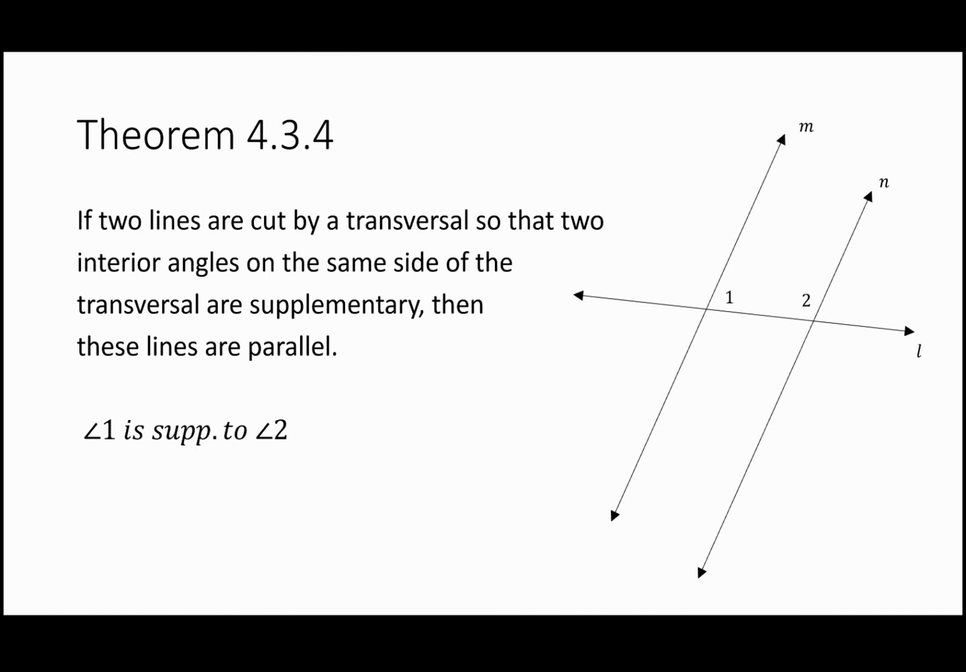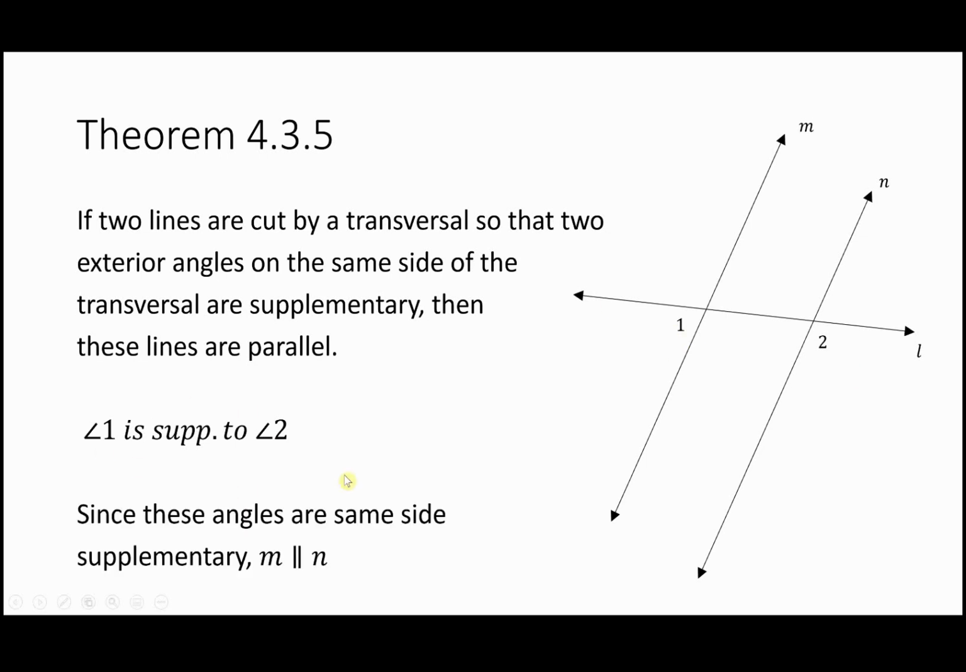And you can also do so with certain specific angles being supplementary to each other. Here are two lines being cut by a transversal such that the same side interior angles are supplementary. If that's the case, then lines M and N must have been parallel in the first place. Okay, cool. Also true for same side exterior angles, as indicated by these angles 1 and 2. If they're supplementary to each other, you can claim lines M and N are parallel.